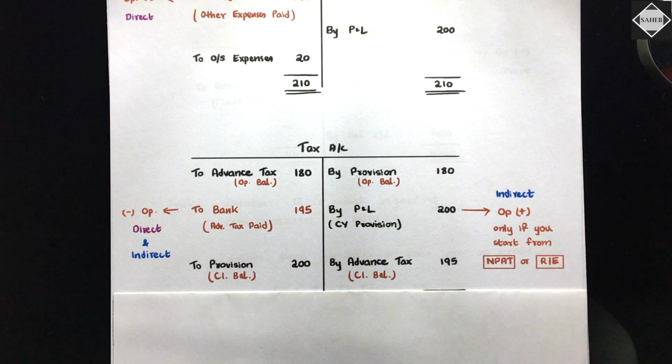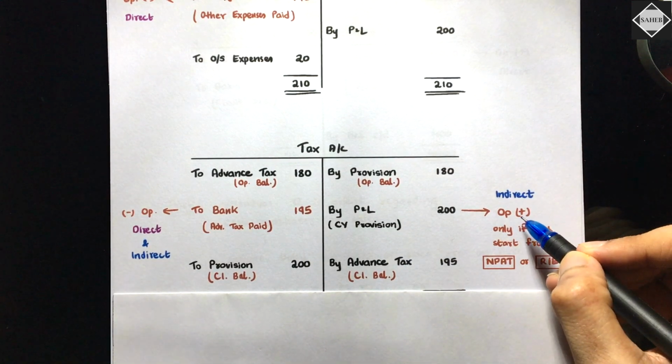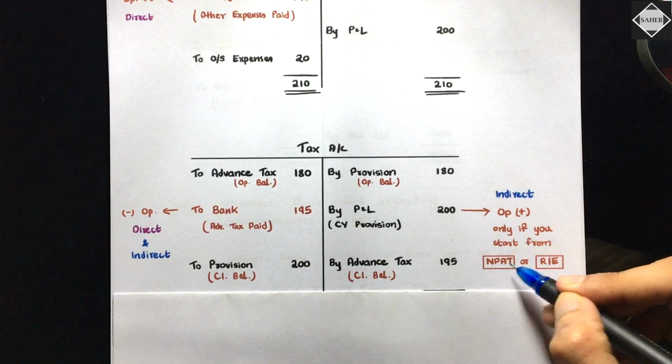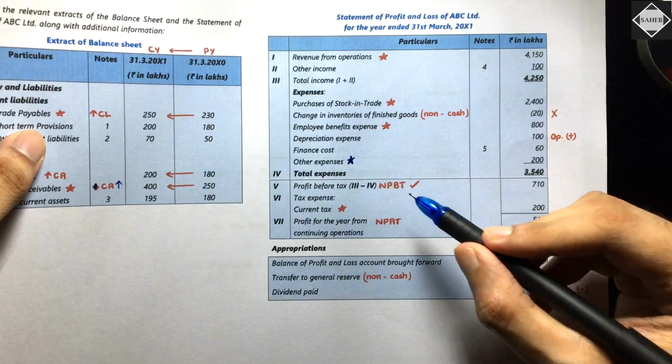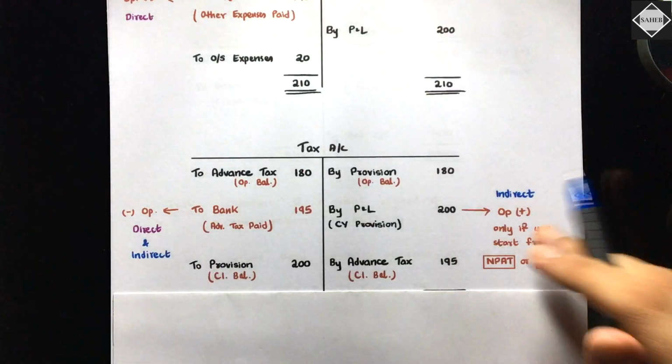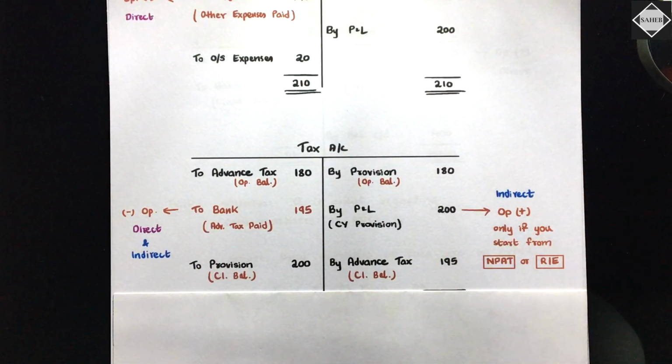In the indirect method, we reverse it by adding it back only if we start from NPAT or retained earnings. But in this question, in the indirect method, we will start from NPBT. So we will not do this. We will not do this. Is it clear? Simple, understood.